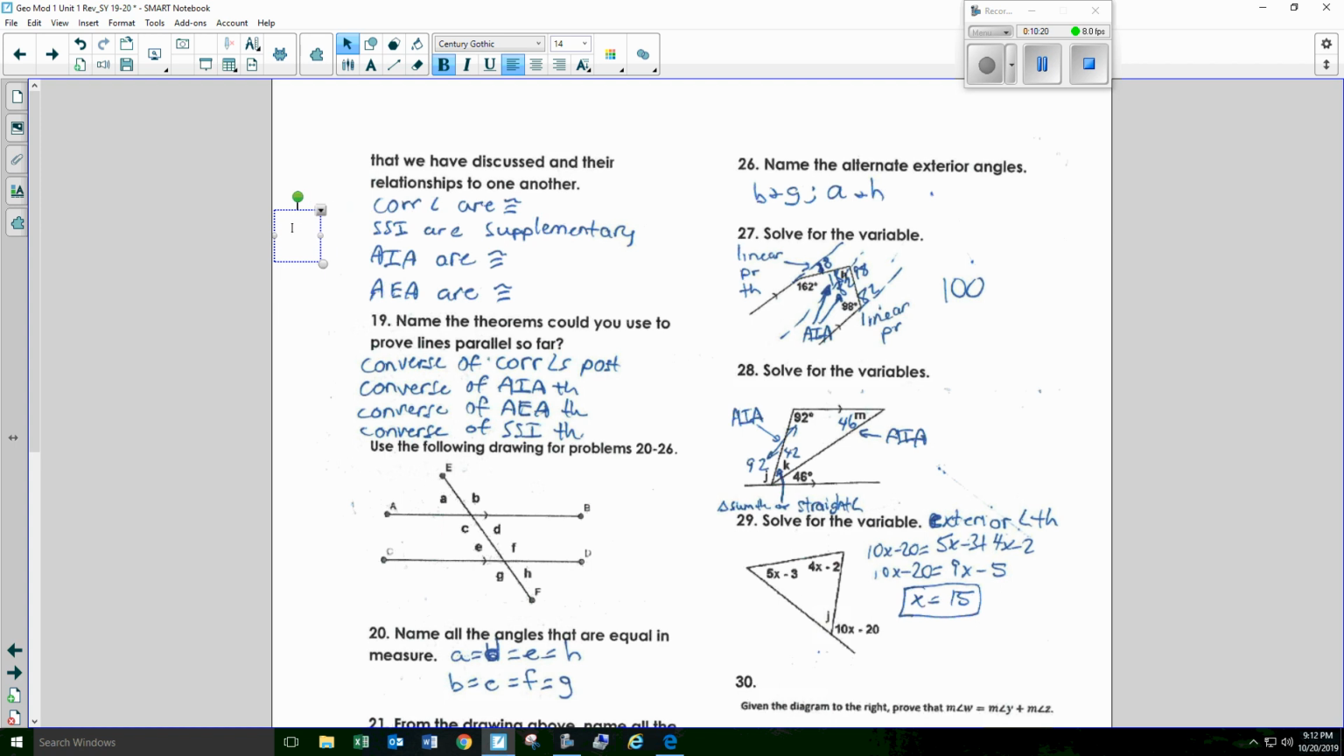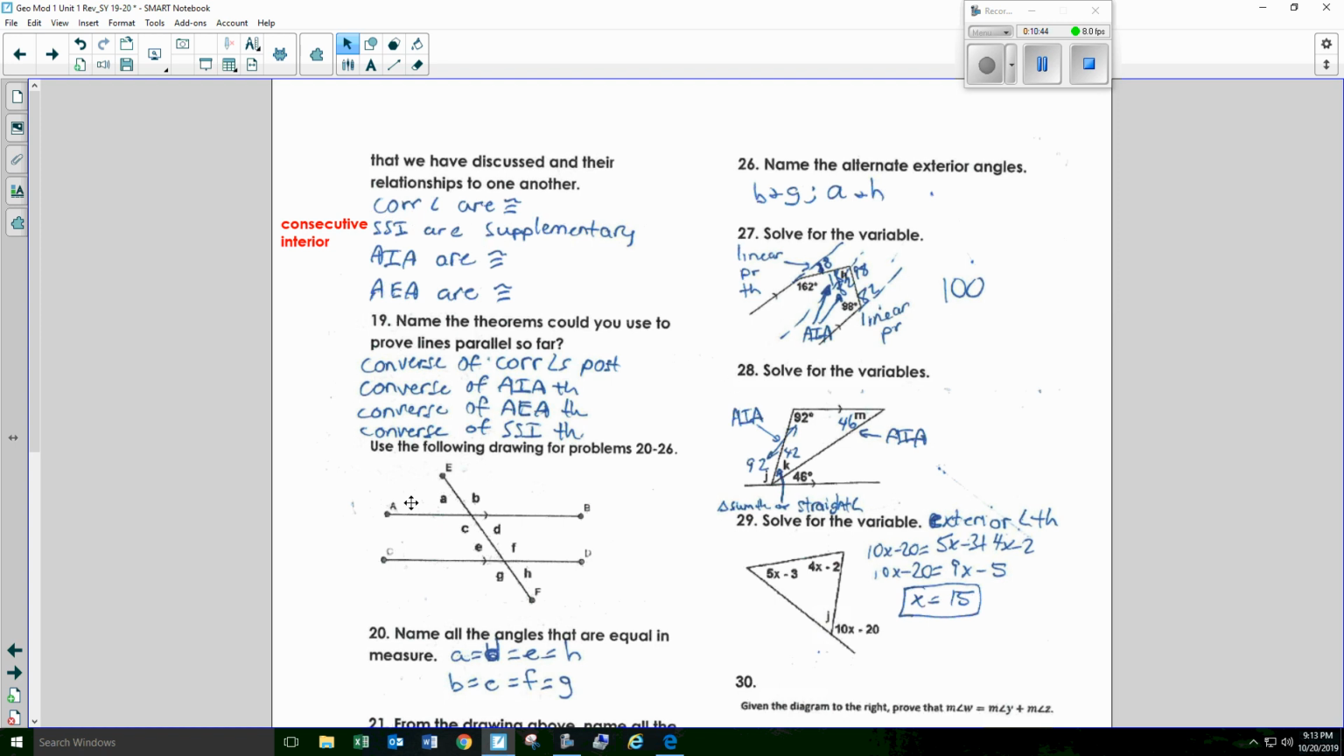Consecutive interior. That's the other way of saying same side interior. Consecutive interior. That's the only one. The reason I like same side interior is because it goes along with the S here, supplementary.